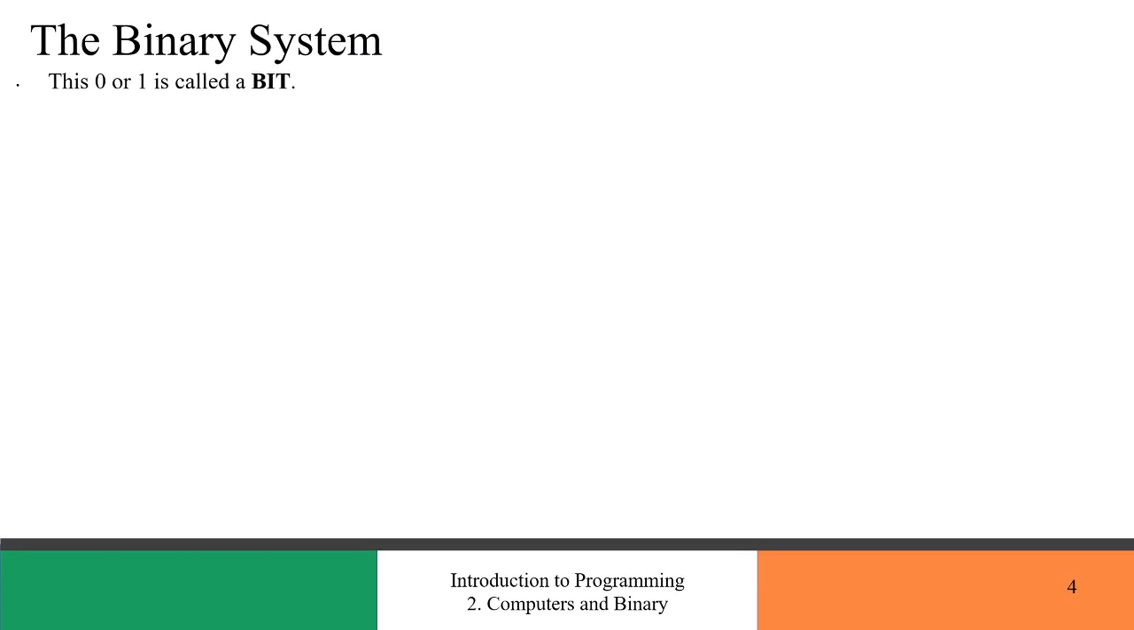This 0 or 1 is called a bit and is the smallest amount of information a computer can store. To represent these two values, the binary system is used. The number system that we use regularly, namely the decimal number system, is composed of values from 0 to 9. Similarly, the binary system is composed of just two values, 0 and 1. And the computer hardware uses this binary system.